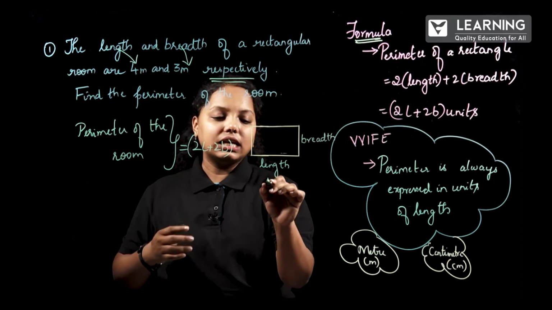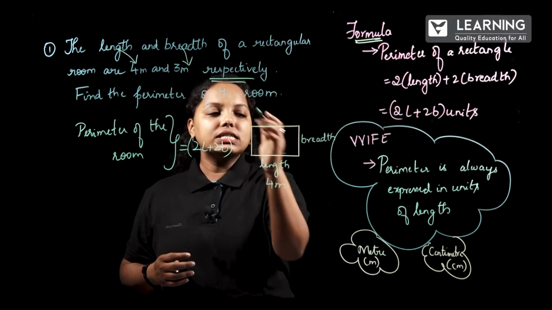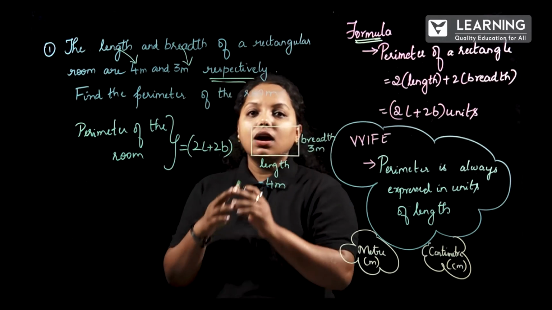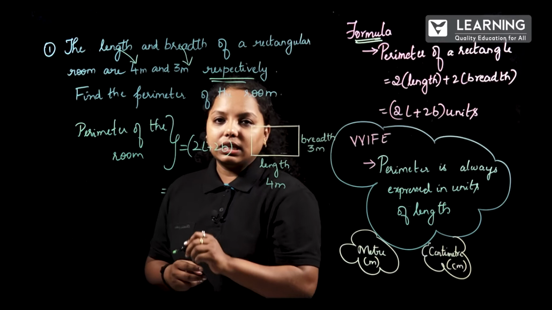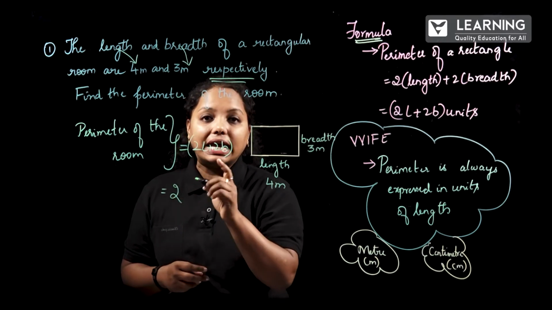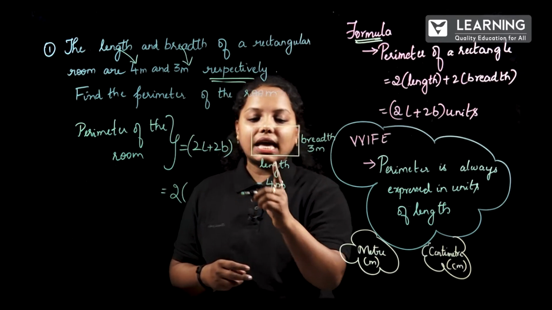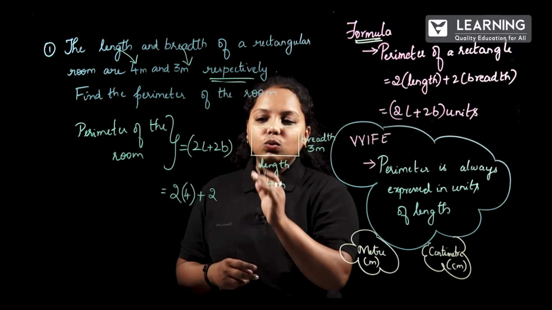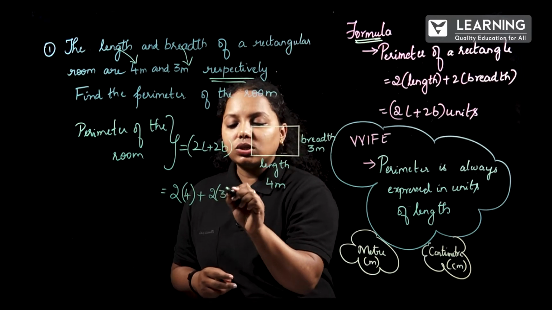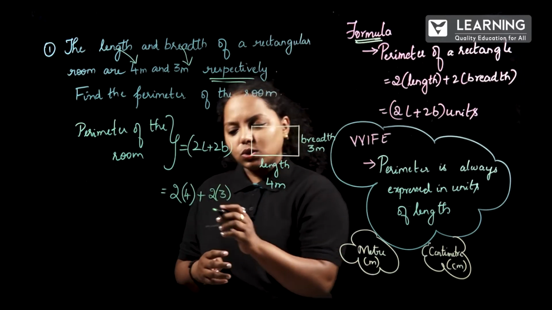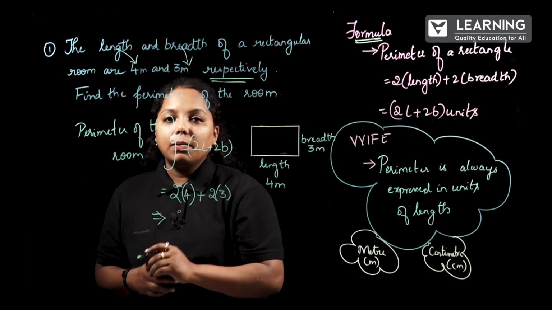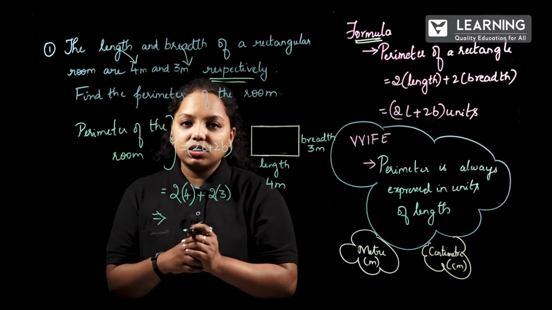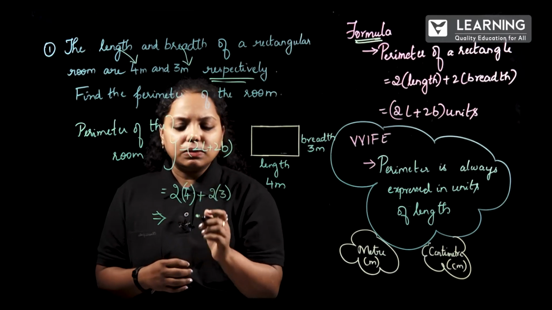Now, what is the length? It is 4 meters. What is the breadth? It is 3 meters. Same thing you have to substitute in the formula part. So, that is nothing but 2 into, what is L over there? It is 4, plus 2 into, what is B over there? It is 3. Ma'am, we will still simplify this. Okay, you can still simplify this. Make sure when you are stepping from one step to another, you write the simplification symbol or you can write the equal to symbol also.